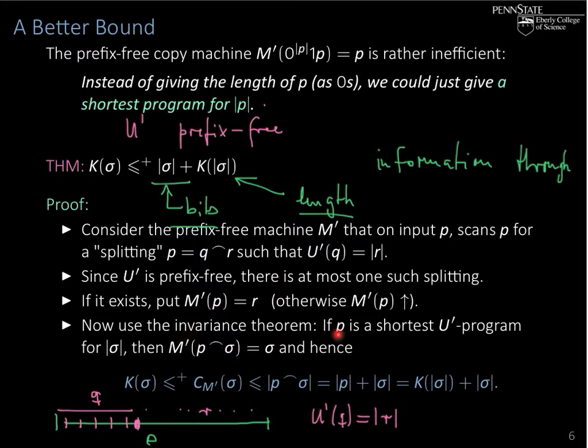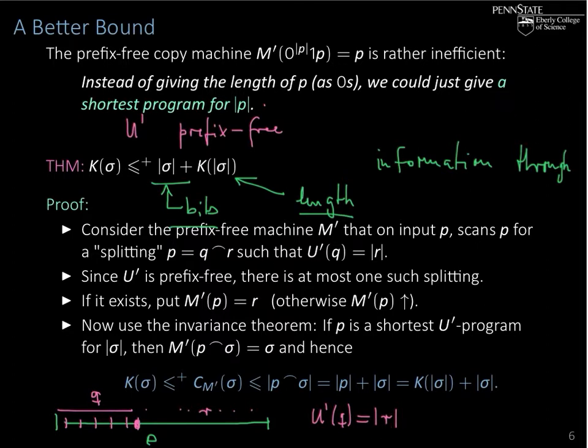If P is a shortest U prime program for the length of sigma, what does M prime then do? Well, M prime on input P concatenated with sigma outputs sigma, because P is the shortest U prime program for the length of sigma, so it meets just this requirement here.